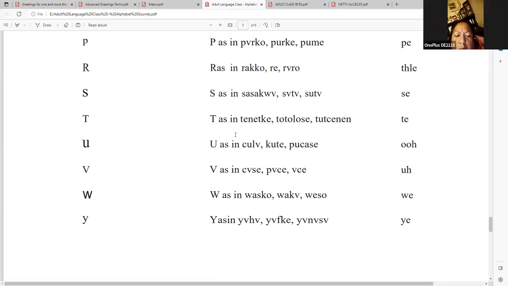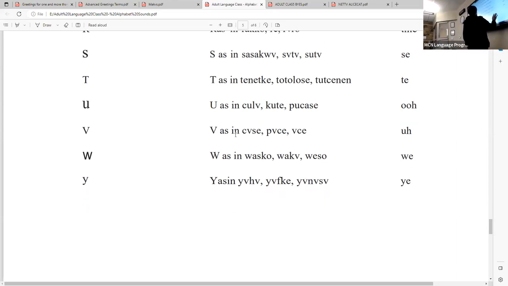Ye as in yaha. And you say, I don't hear ye. Well, when you put ye and ah together, you get yaha. It's a wolf. Now look at how these sounds are making words. Our language is sounds. Yefki is like evening. Yanasa is a buffalo.